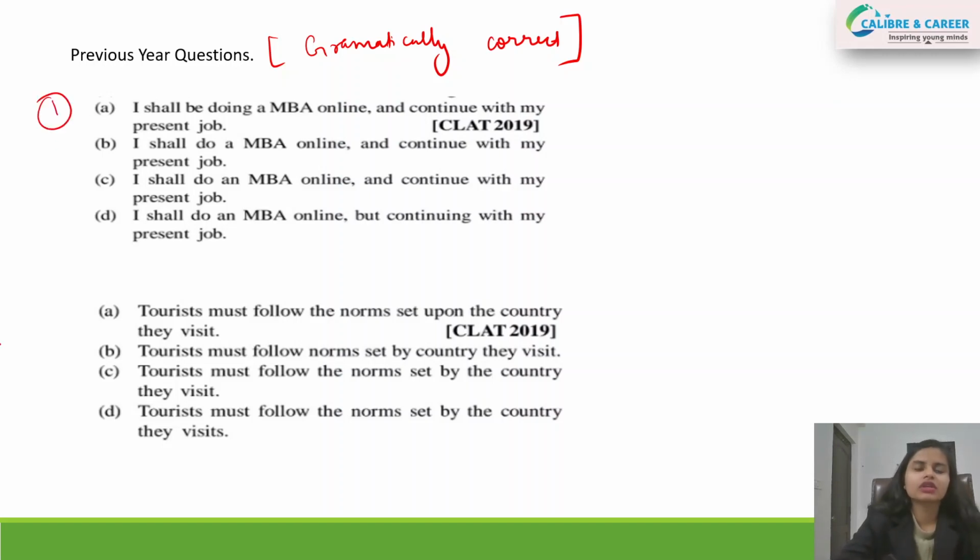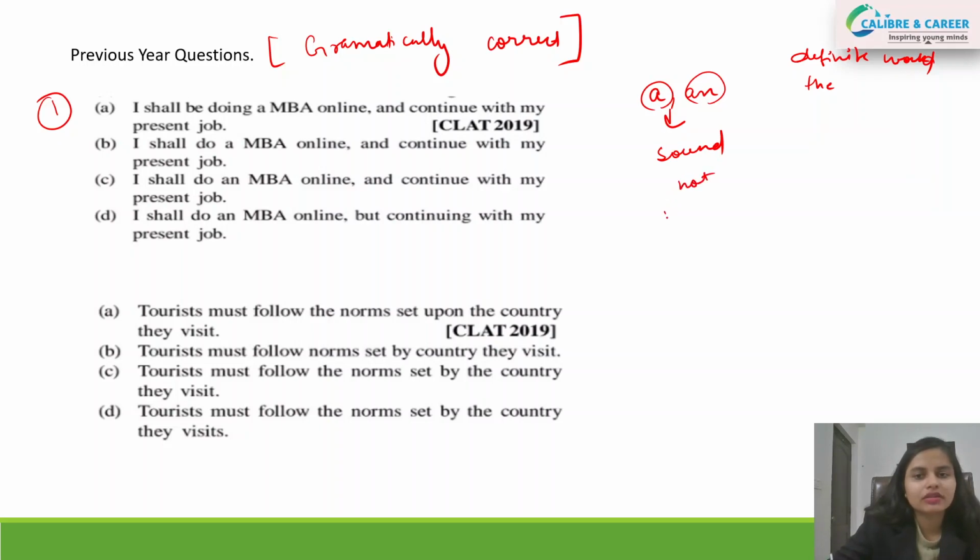So starting with number 1. See, I shall be doing. First of all, remember consonant, indefinite word and the definite word, what we studied in the last lecture when we studied article. See, everything is used here. In one sentence only, your article error has also occurred, and your tense is also given, and also noun. So when you have to identify where to use a and an, you will see with the sound and not with the letters.